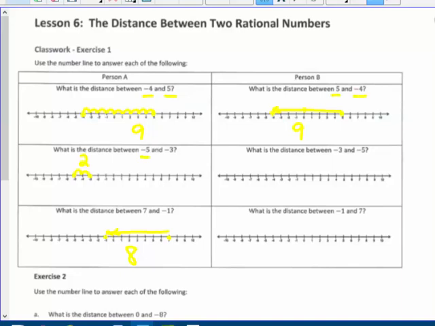And again, switching the order here, -5 and -3, now it's -3 and -5, it's still going to be a distance of 2. And the distance between -1 and 7, well, I've got 1 to get to 0 and then 7 to get over here, so my distance is 8.